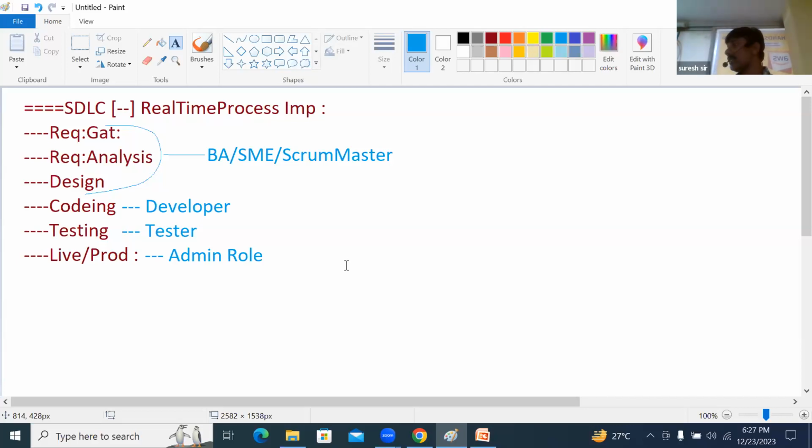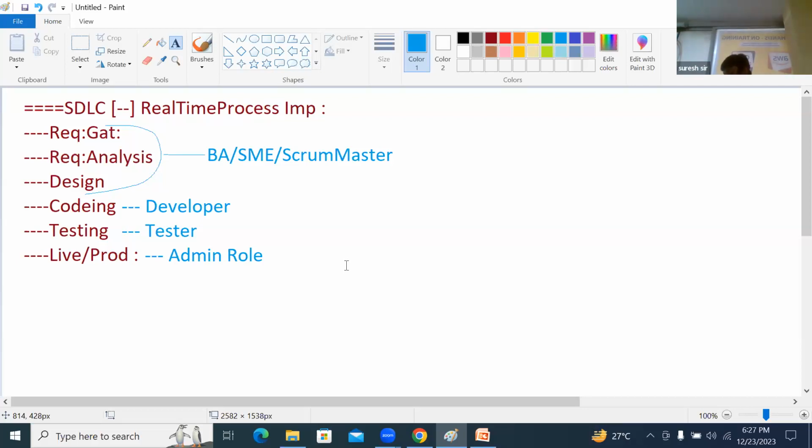Okay. What is the first question? Explain SDLC. Second question: Explain SDLC process. Third question: Explain real-time project development process. How many questions? 3 questions. How many answers? 1 answer. So 3 questions we got, which you will be answering with 1 answer. So what exactly is that answer?